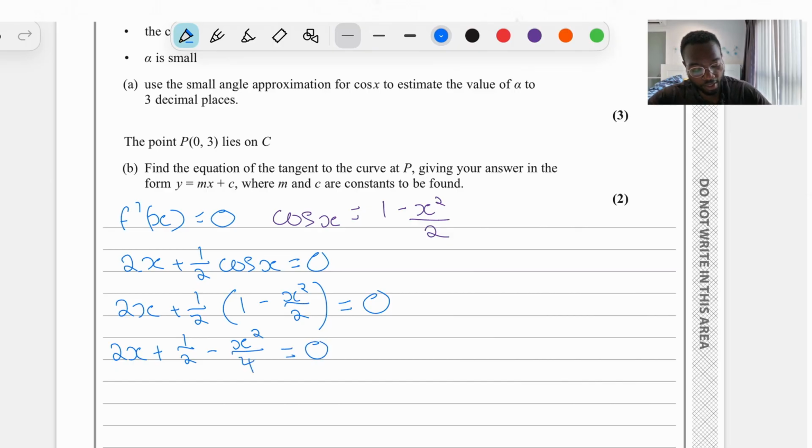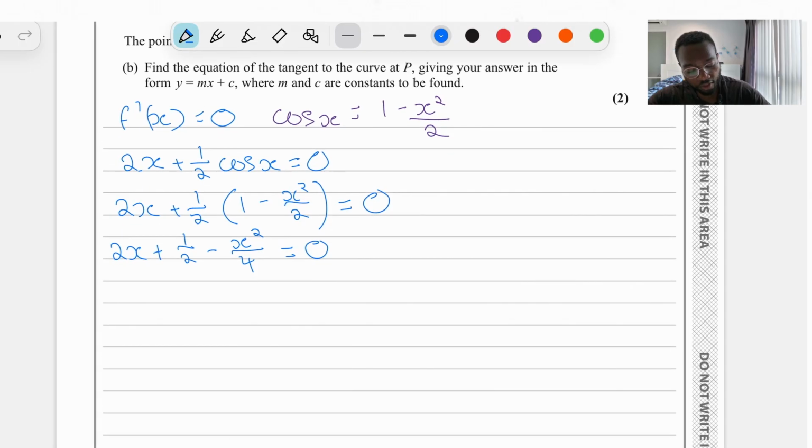And now let's multiply everything by 4 to get rid of the fraction. So multiply everything by 4, you get 8x plus 2 minus x squared is equal to 0. And then if we just rearrange this, make x squared positive, we get x squared minus 8x minus 2 equal to 0. And now we've got a quadratic equation.